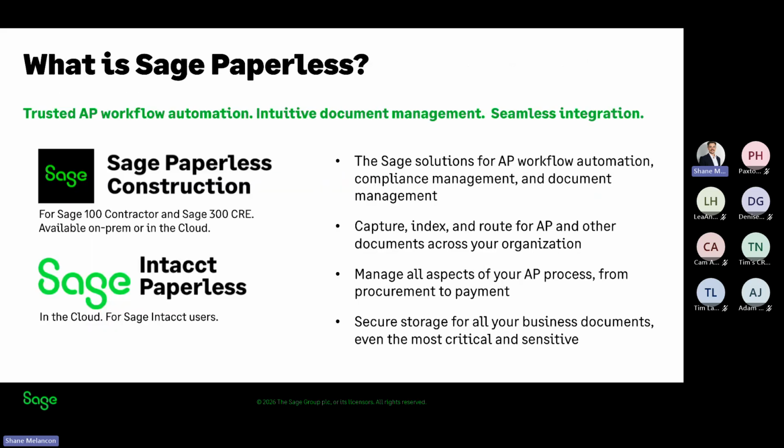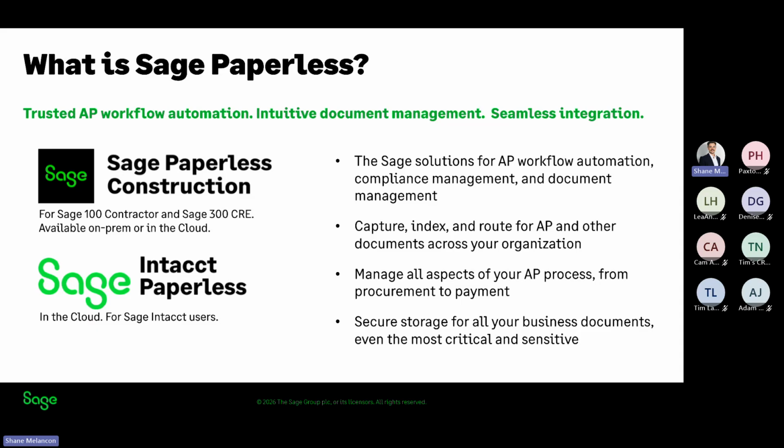All right, so what is Sage Paperless? Trusted AP workflow automation, intuitive document management, seamless integration with your Sage systems. So Sage Paperless Construction, like I mentioned, for Sage 100 Contractor and Sage 300 CRE, both available with an on-prem solution or in the cloud, and then Sage Intacct Paperless in the cloud for Sage Intacct users.